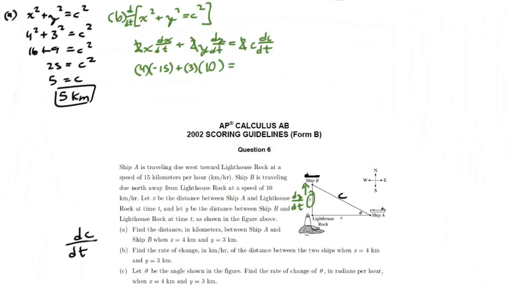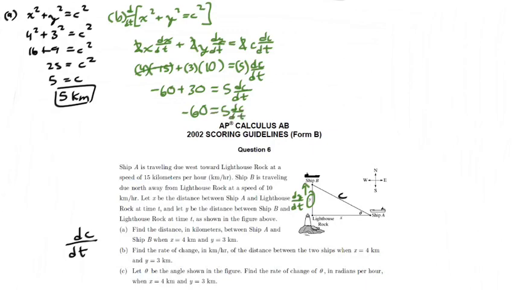Equals c. Do I know what c is when x is 4 and y is 3? Yes, we just did that in letter A. So I'm going to put 5 right there. And now I can get dc over dt alone. I'll be able to solve this problem. Okay, so this is going to be, what is that, negative 60? No, not 16, negative 6d plus 30 equals 5 dc dt. Okay, let's see, that's going to be negative 60 equals 5 dc dt.